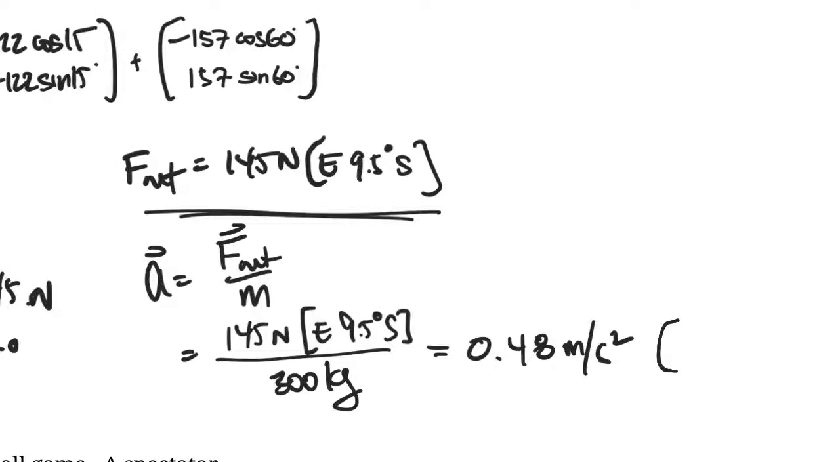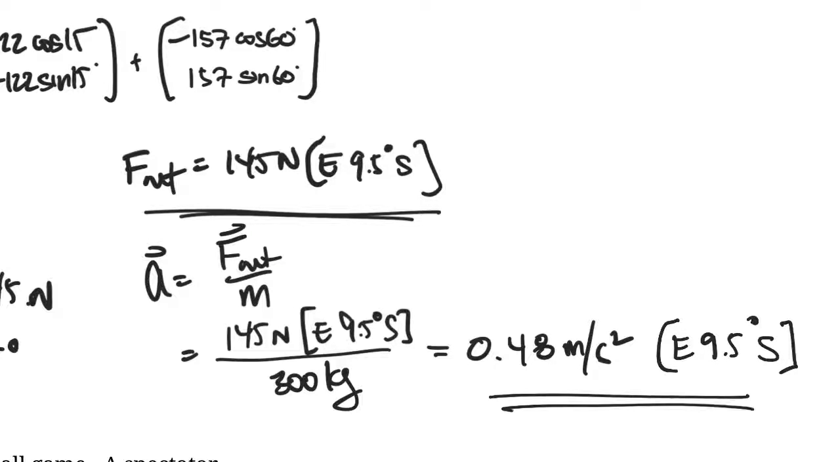There we go. And we also need our direction, which the force and the acceleration are going to be in the same direction, right? Because whatever direction the force is, that's the direction the object is going to accelerate. So there's our final acceleration. Makes sense that it's low because the box is very heavy, and 145 newtons of force is not that much. So it's accelerating very slowly, but it is accelerating.